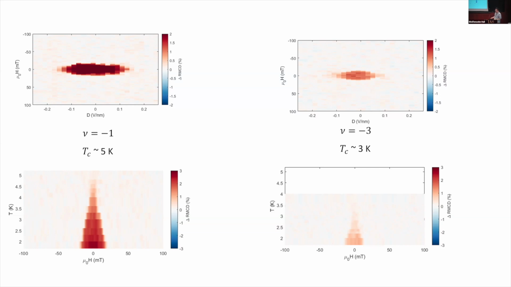So everything is consistent. But the take-home message is we do have ferromagnetism at filling factor -3 for the magic angle 2.1 degrees. I hope this will be useful for the community to understand what's really going on for this state.